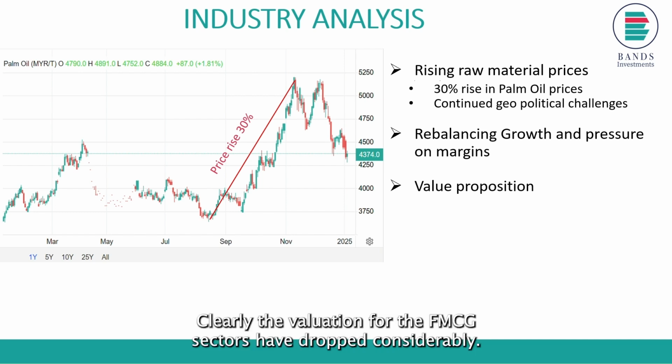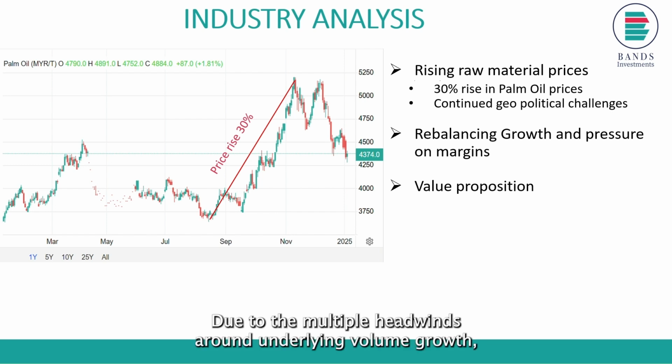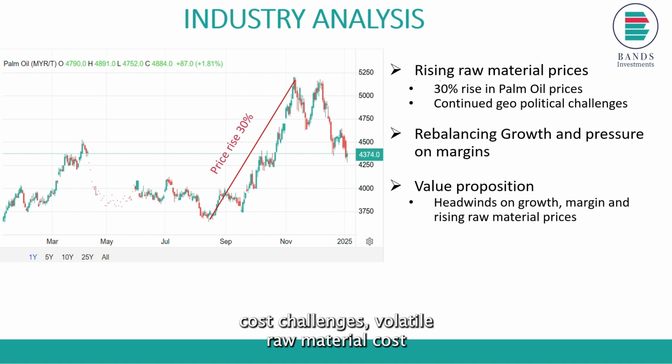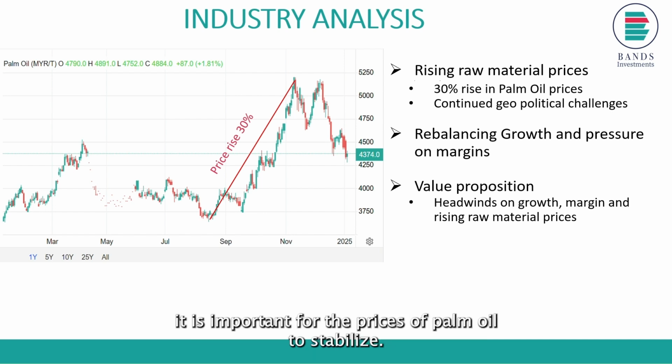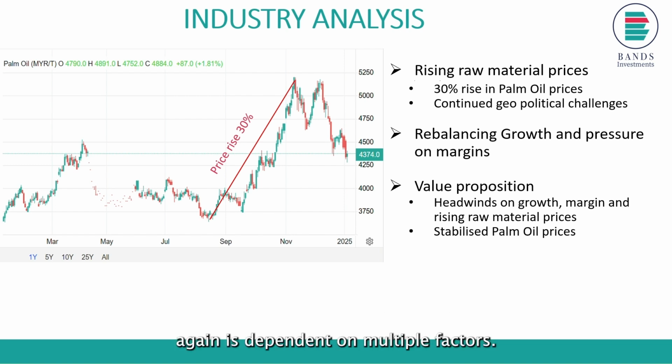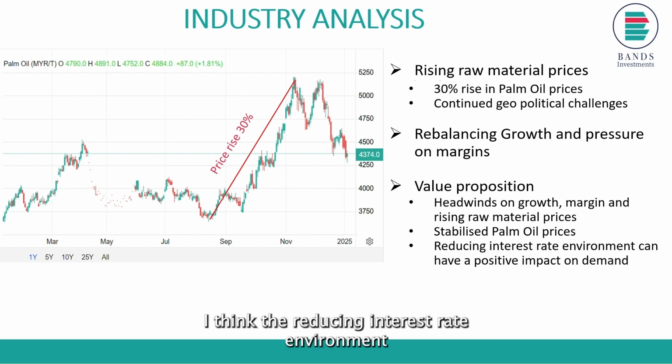Clearly, the valuation for the FMCG sector has dropped considerably due to the multiple headwinds around underlying volume growth, cost challenges, volatile raw material cost, and lack of brand loyalty. Thus, for this industry to turn around, apart from the government policies, it is important for the prices of palm oil to stabilize. Consumer demand needs to pick up, which again is dependent on multiple factors. I think the reducing interest rate environment can have a positive impact on the demand as well.